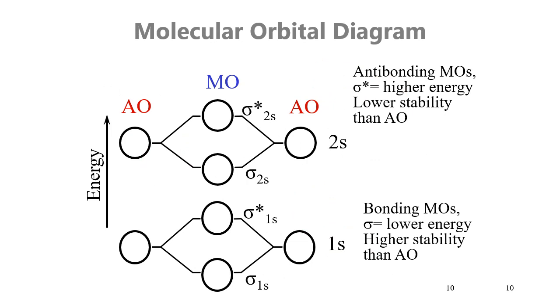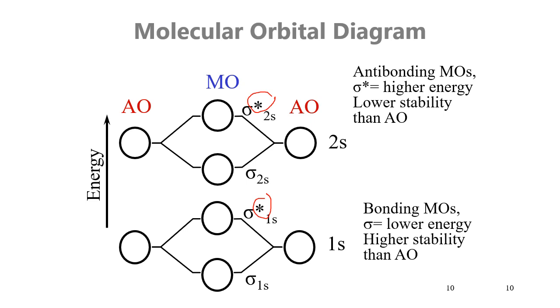AO is atomic orbital while MO is molecular orbital. Okay, we clear on that. Let's say we have energy level of 1s. In MOT, there is sigma 1s bonding and sigma 1s anti-bonding, or we put it as asterisk here. Okay, so this shows the anti-bonding.